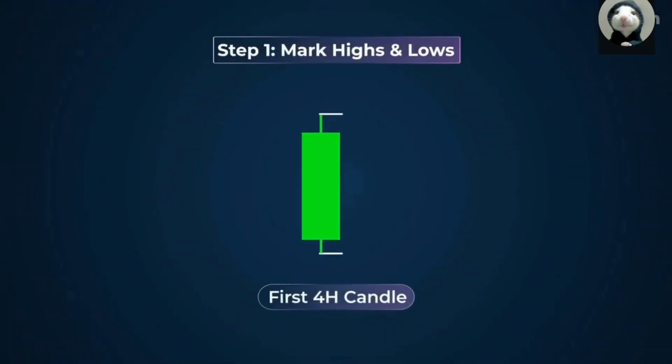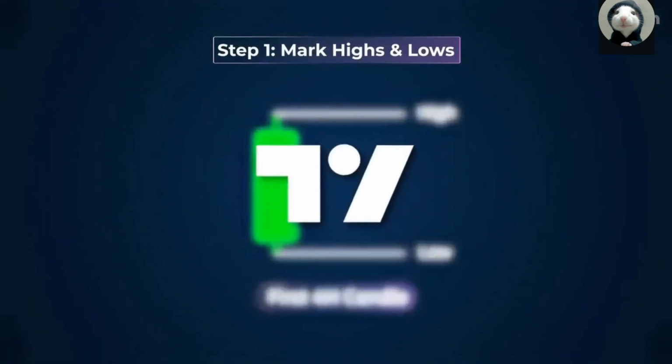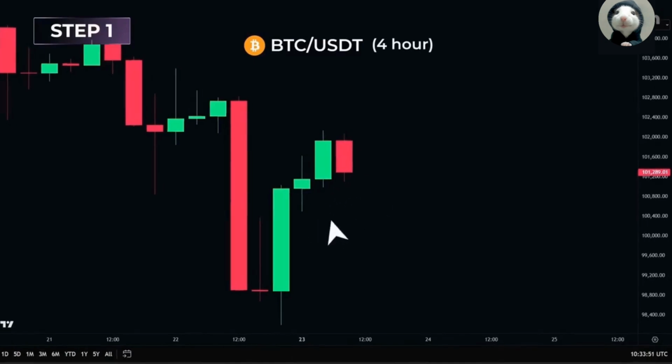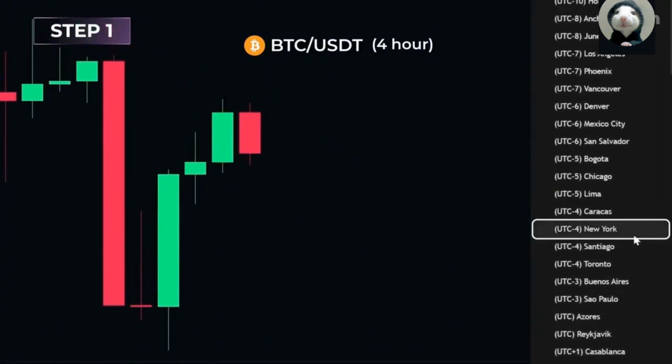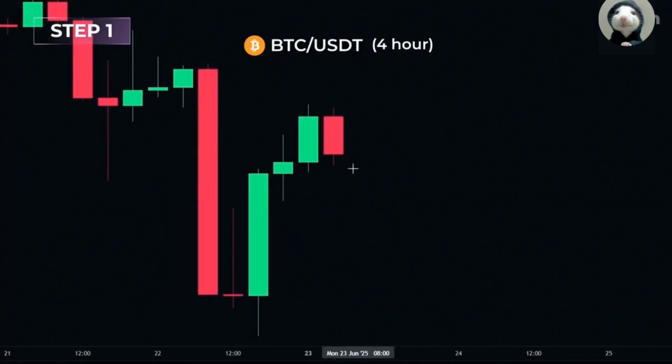The first thing you want to do is mark the high and low of the first 4-hour candle that forms during the day. Here's how to do that on TradingView. First, choose any chart depending on the asset you're trading. For this example, I'm using the Bitcoin chart. Then, make sure the time frame is set to 4 hours, which means each candle represents 4 hours of price movement. Next, go to the time zone setting on the bottom right corner of the chart and select New York time. Now this step is very important because we want the first 4-hour candle to be based specifically on the New York time.